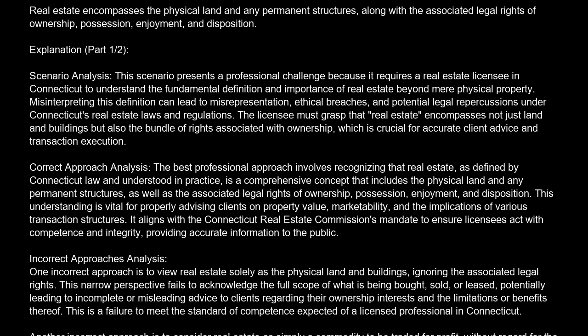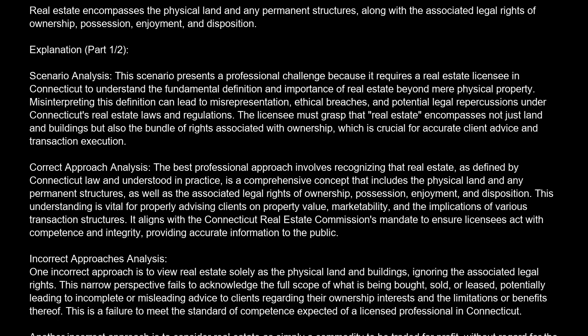Correct approach analysis. The best professional approach involves recognizing that real estate, as defined by Connecticut law and understood in practice, is a comprehensive concept that includes the physical land and any permanent structures, as well as the associated legal rights of ownership, possession, enjoyment, and disposition. This understanding is vital for properly advising clients on property value, marketability, and the implications of various transaction structures. It aligns with the Connecticut Real Estate Commission's mandate to ensure licensees act with competence and integrity, providing accurate information to the public. Incorrect approaches analysis.